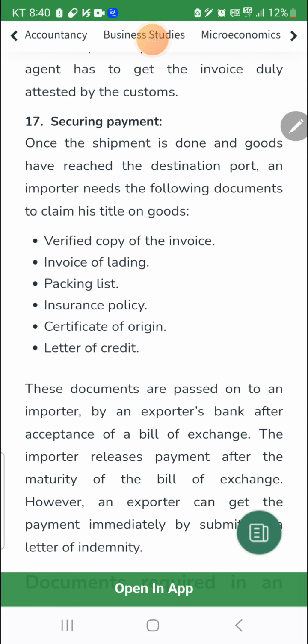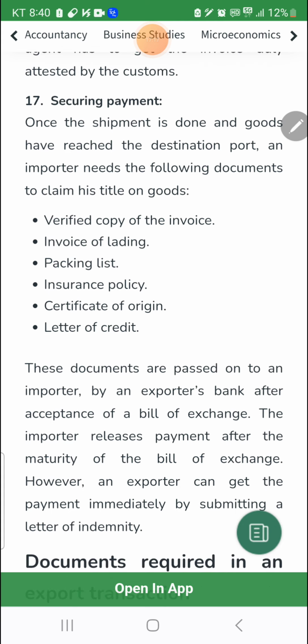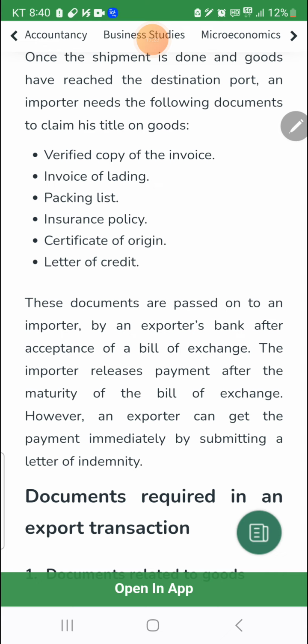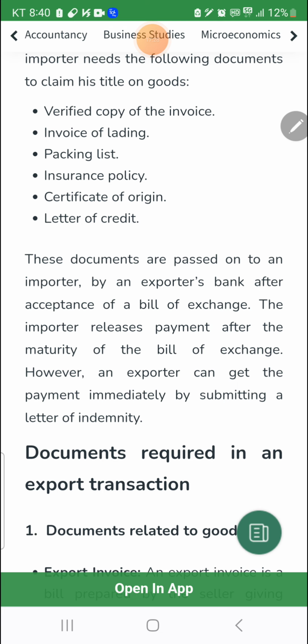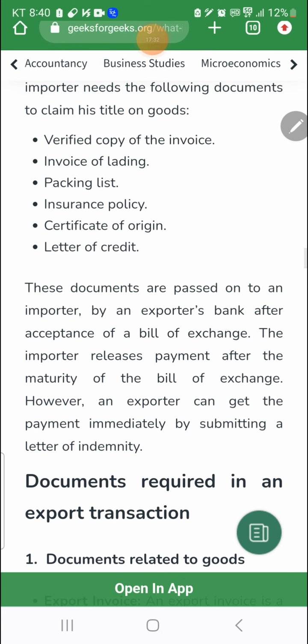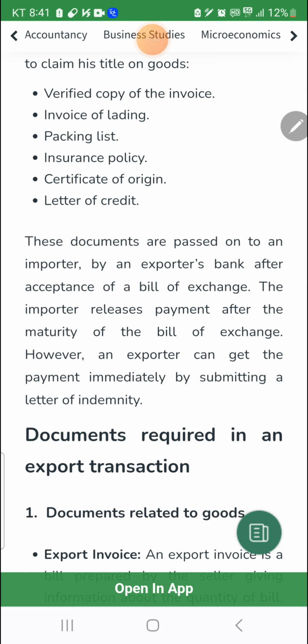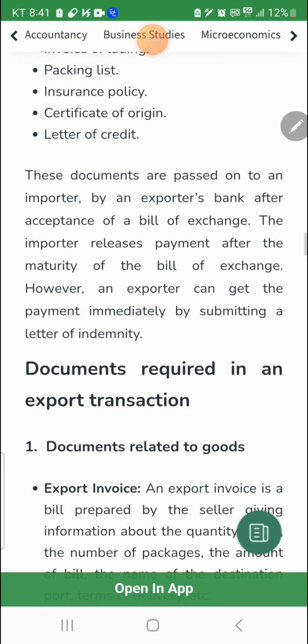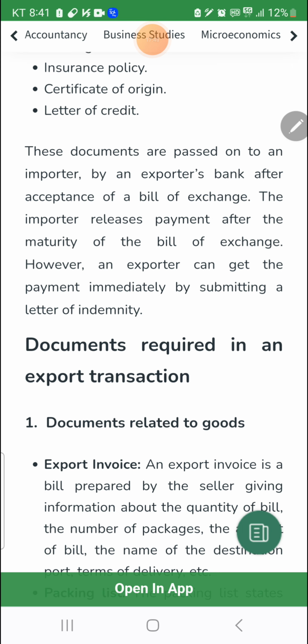17. Securing payment. Once the shipment is done and the goods have reached the destination port, an importer needs the following documents to claim his title on goods: verified copy of the invoice, bill of lading, packing list, insurance policy, certificate of origin, letter of credit. These documents are passed on to an importer by an exporter's bank after acceptance of a bill of exchange. The importer releases payment after the maturity of the bill of exchange.